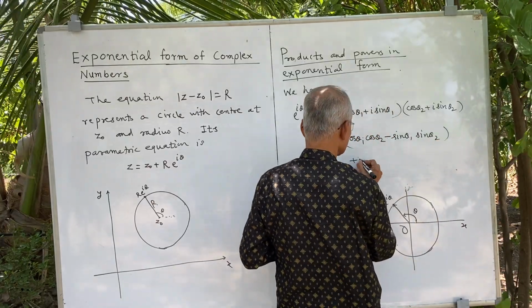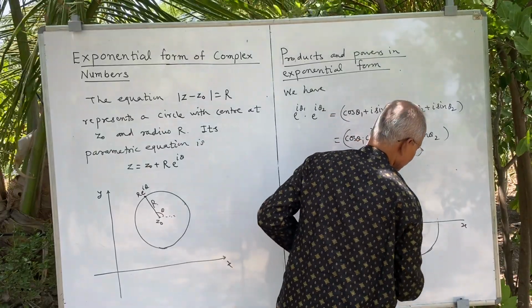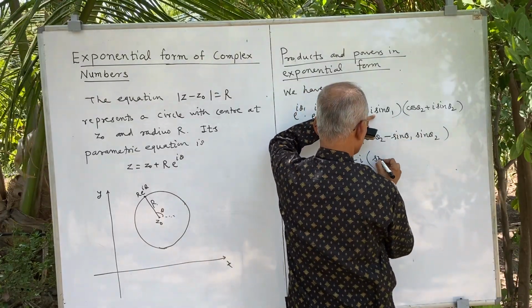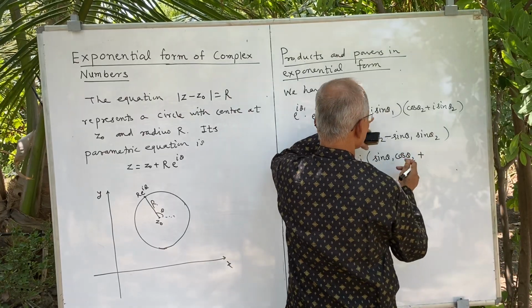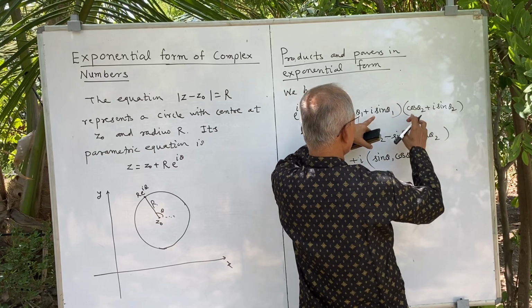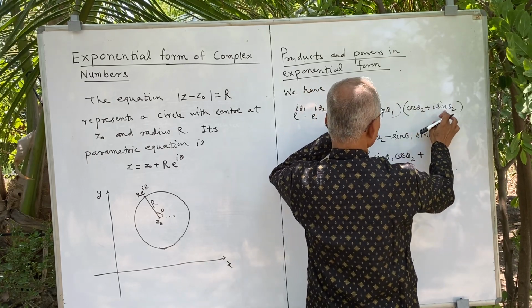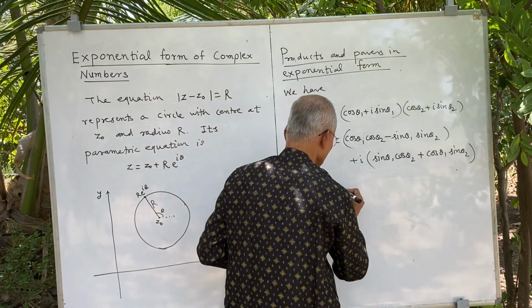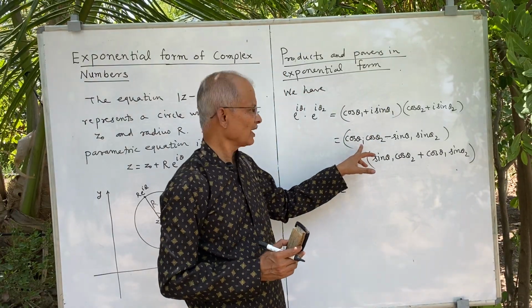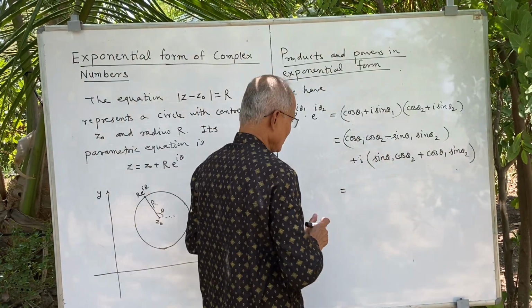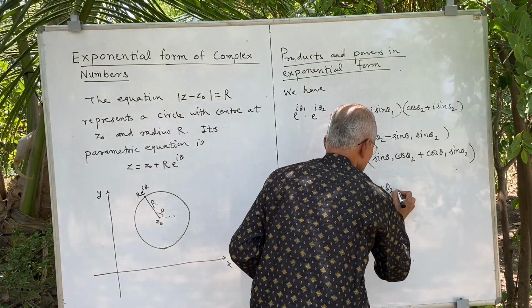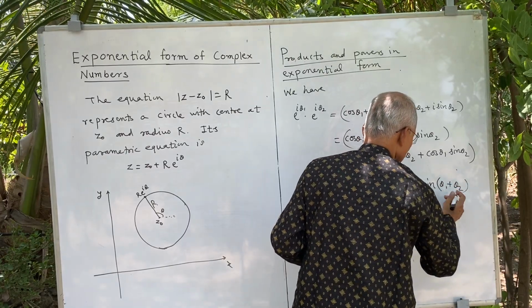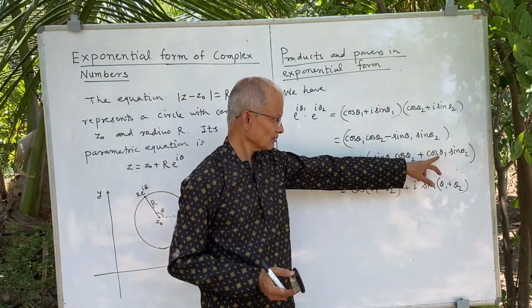This is the real part, and plus i times the imaginary part, which is sin theta 1 cos theta 2 plus cos theta 1 sin theta 2. And now we see what this is. This is a trigonometric formula: cos of theta 1 plus theta 2 is exactly the real expression, and this is sin of theta 1 plus theta 2, that is sin theta 1 cos theta 2 plus cos theta 1 sin theta 2.